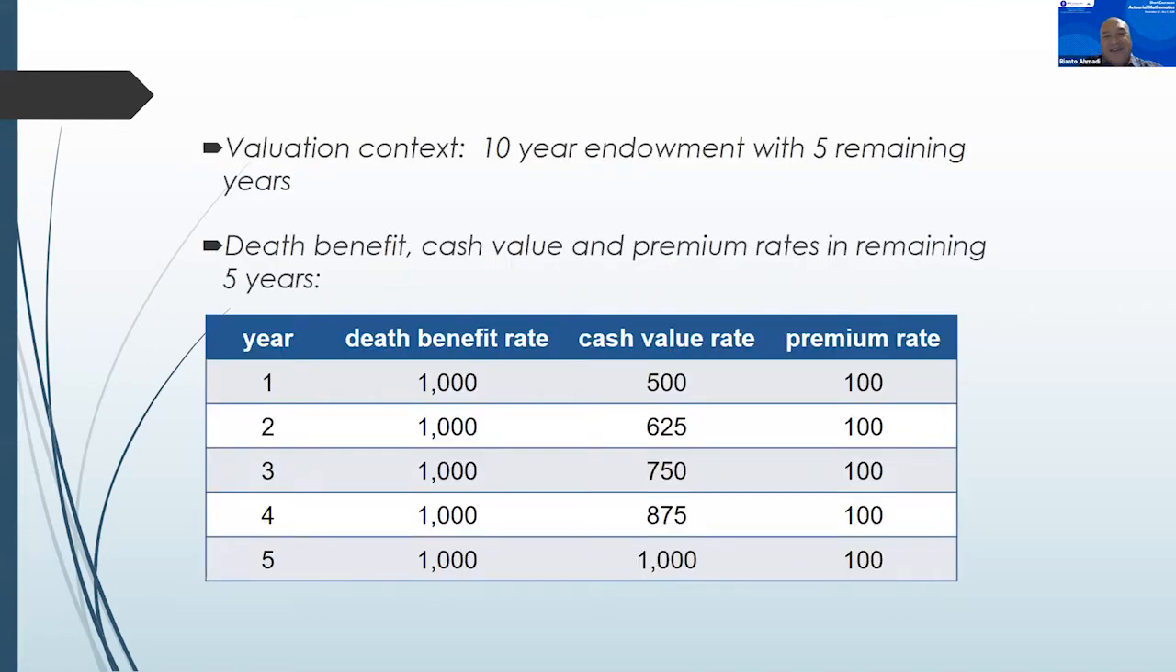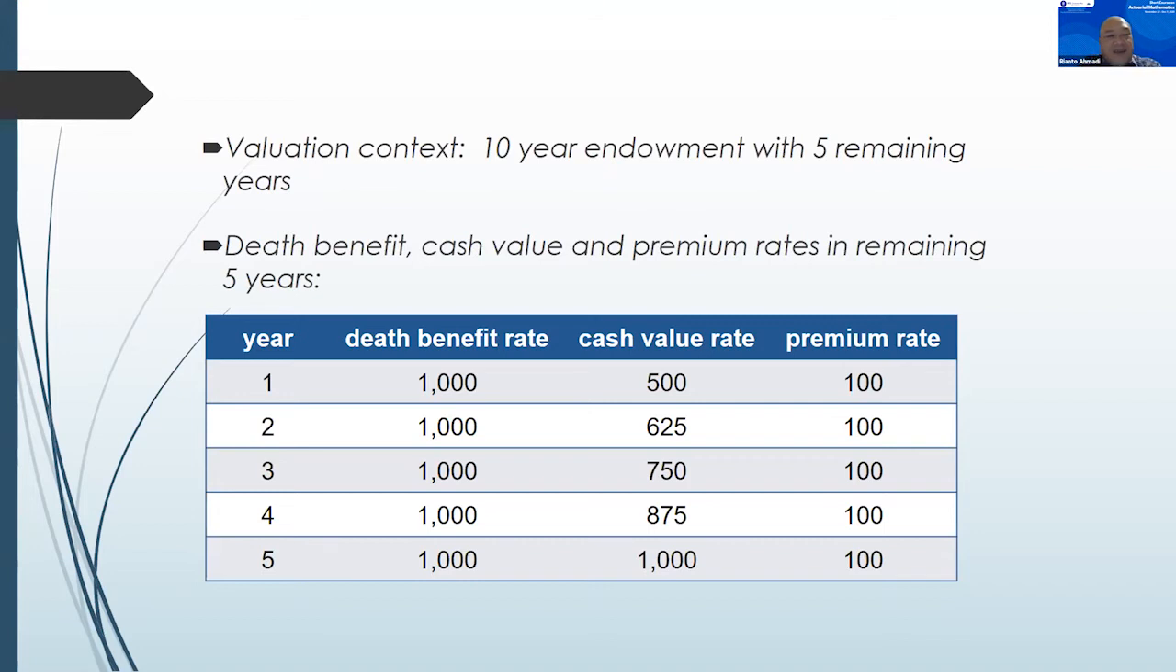Let's get to the next slide. So there's only one policy here, so for the illustrations, we're going to look at just one policy. This guy has a 10-year endowment policy, and he bought the policy. You can imagine that this guy bought the policy 5 years ago. So it's already 5 years since issue time. So this 10-year endowment still has 5 years remaining in the contract.